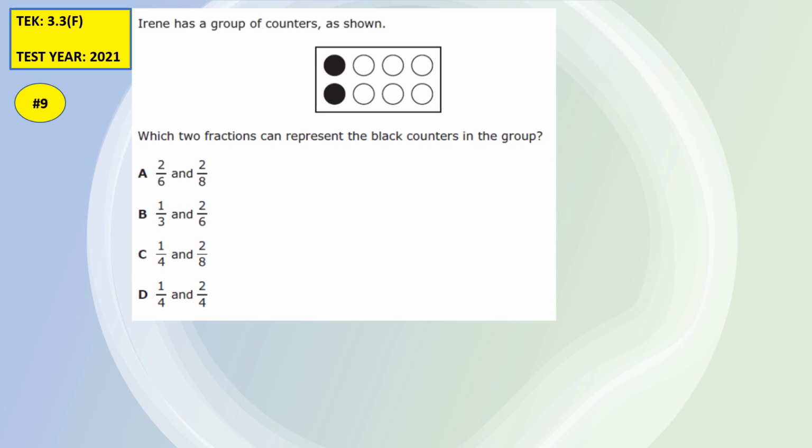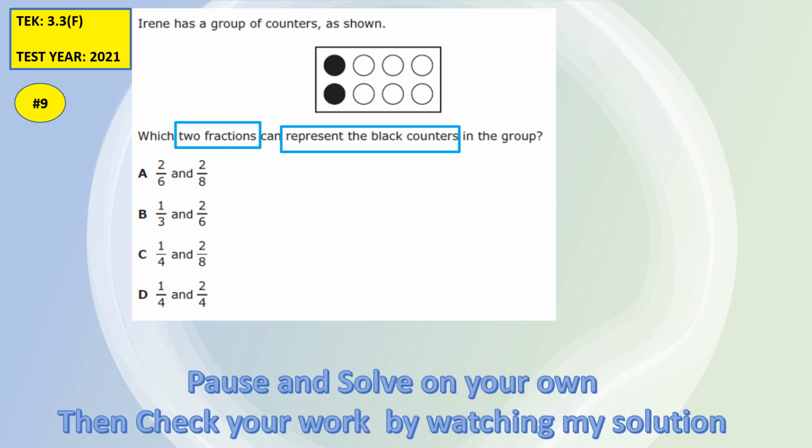Number 9 says Irene has a group of counters, as shown. Which two fractions can represent the black counters in the group? So keep that in mind while you go ahead and pause your video and solve on your own. Then check your work by watching my solution.